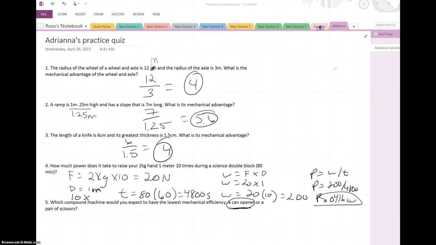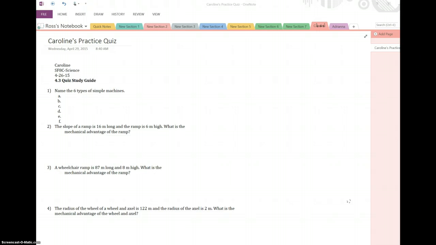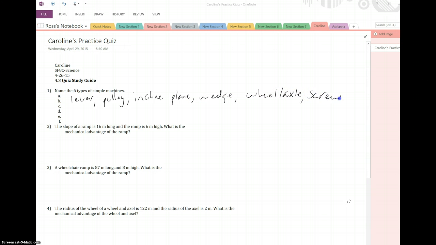Thank you, Adrianna. Coming over here to Caroline, she first says name the 6 types of simple machines. So that would be a lever. I just can't fit it all going down like that. A pulley, inclined plane, wedge, wheel and axle, and a screw.